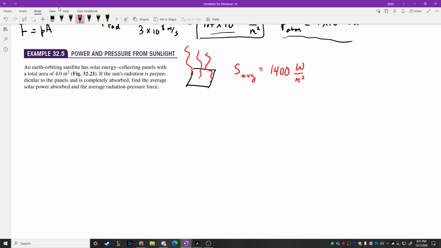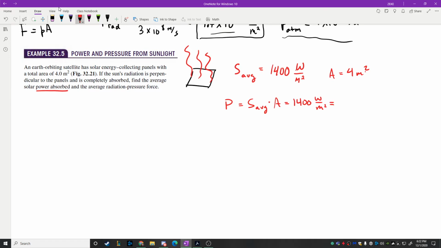It's a pretty easy problem here. So it's an area of 4 meters squared, and all we want to do is just find the average solar power absorbed. So for power, we can take S average, which is basically intensity, which is power per unit area, and multiply by the area. So 1400 watts per meter squared times 4 meters squared.